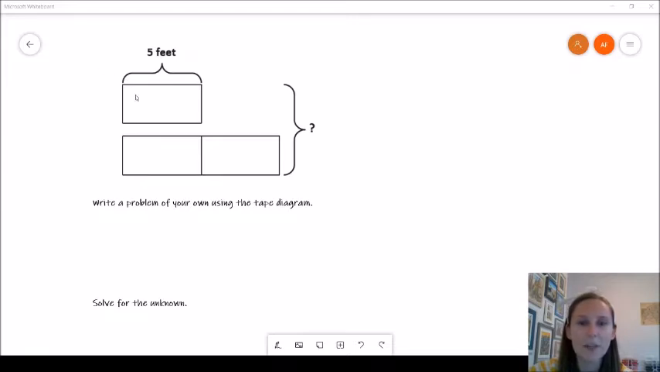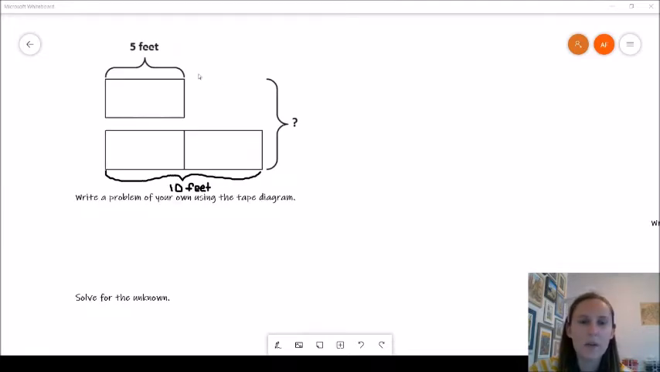Since it tells us that the first value is 5 feet and the second tape diagram is twice as long, what will the length of the second value here be? So we know that one of our values is 5 feet, one of our values is 10 feet, and we're trying to find what they are together. So what is a word problem that could go along with this? You can pause and think of your own as well.